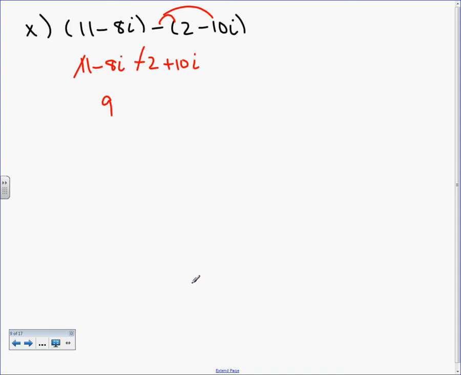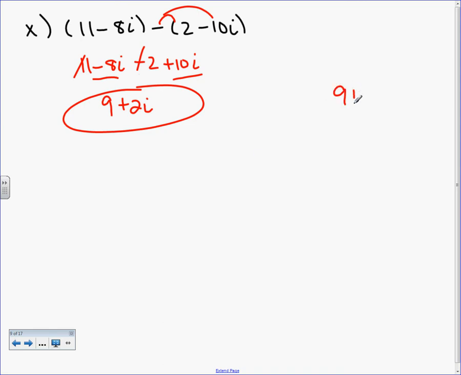What's a like term with -8i? 10i. So what's -8i or -8x plus 10i or 10x? Whatever makes you feel better. Positive 2i. Am I done? Can I combine a 9 and a 2i? No? Is i to the 1 fine? Yeah, we're done.